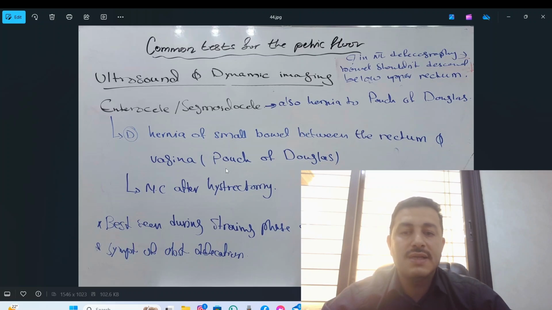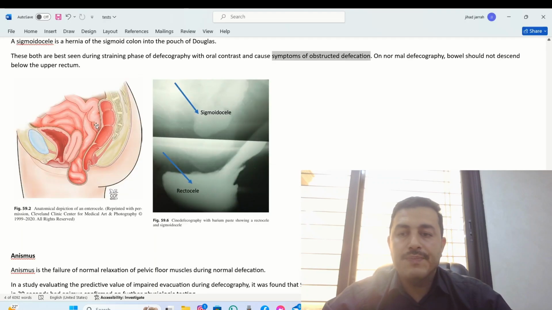This is the pouch of Douglas, most common after hysterectomy, best seen during the straining phase when you are pushing, and it requires oral contrast. The symptoms will be obstructed defecation. The normal intra-abdominal pressure shouldn't descend below the upper rectum.